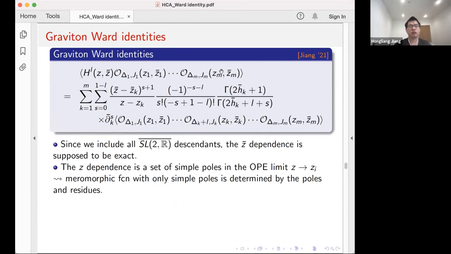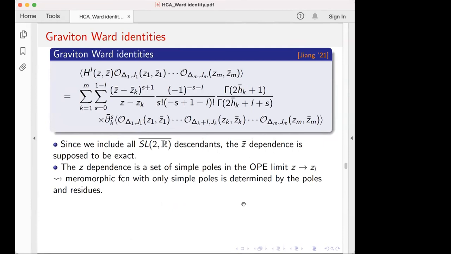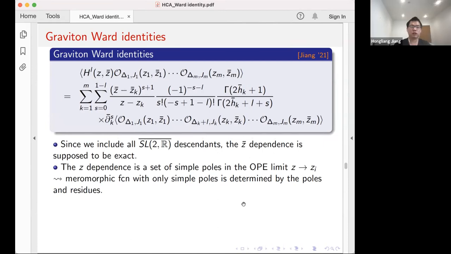So if we denote the left-hand side by F, then we know that F will develop a singularity when this soft insertion z hits some other operator insertion, z_i. But on the other hand, the singularity is dictated by the OPE, and the OPE has only simple poles. This means that F(z), the left-hand side, is just a meromorphic function with simple poles. And we know that it is non-vanishing at infinity.